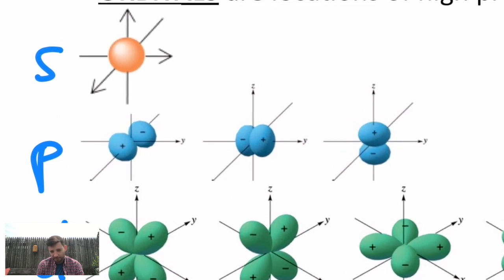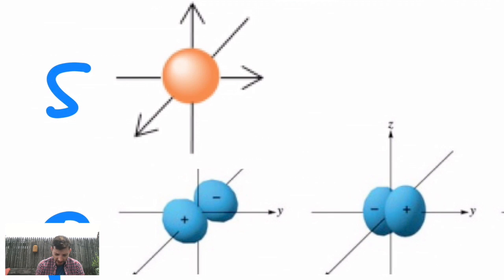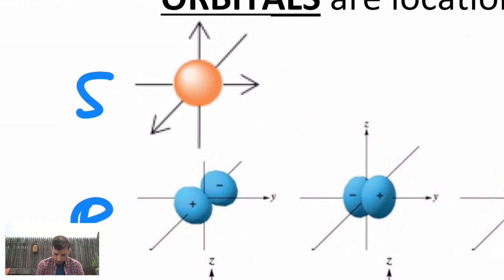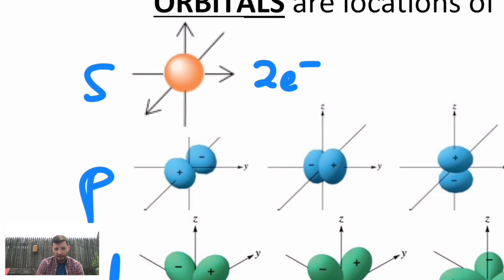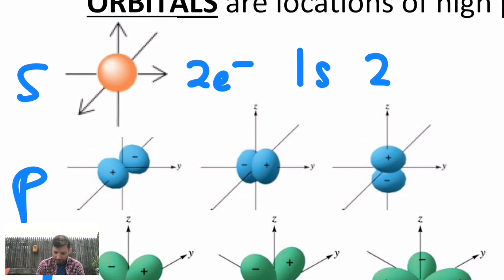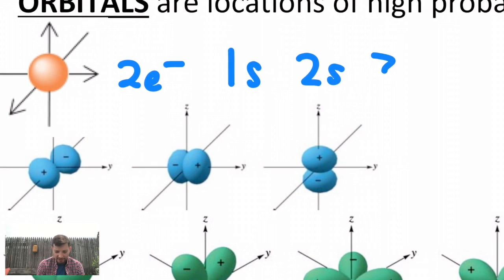Now, the s orbital looks like a sphere. It can hold up to 2 electrons, and you have s orbitals in every main energy level. So there is such a thing as a 1s orbital, there is a 2s orbital, there is a 3s orbital, etc. They are quantized in specific principal energy levels, but we get them at every single one.